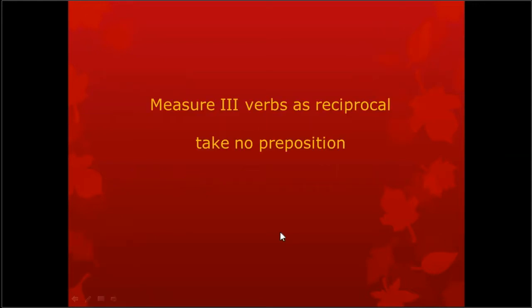An important grammar point here is that these measure three reciprocals do not take a preposition. This is what we call transitive. Now, what on earth does that mean? Well, let's look at an example.